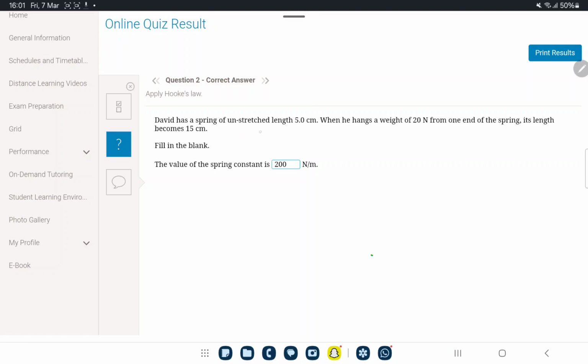He has a spring, unstretched it is 5 centimeters, the weight is 20 newtons, and its length becomes 15 centimeters. So to find the extension, we do length final minus length initial equals delta L. So 15 minus 5 is 10 centimeters. We want it in meters, so we divide by 100, and it's 0.1 meters.